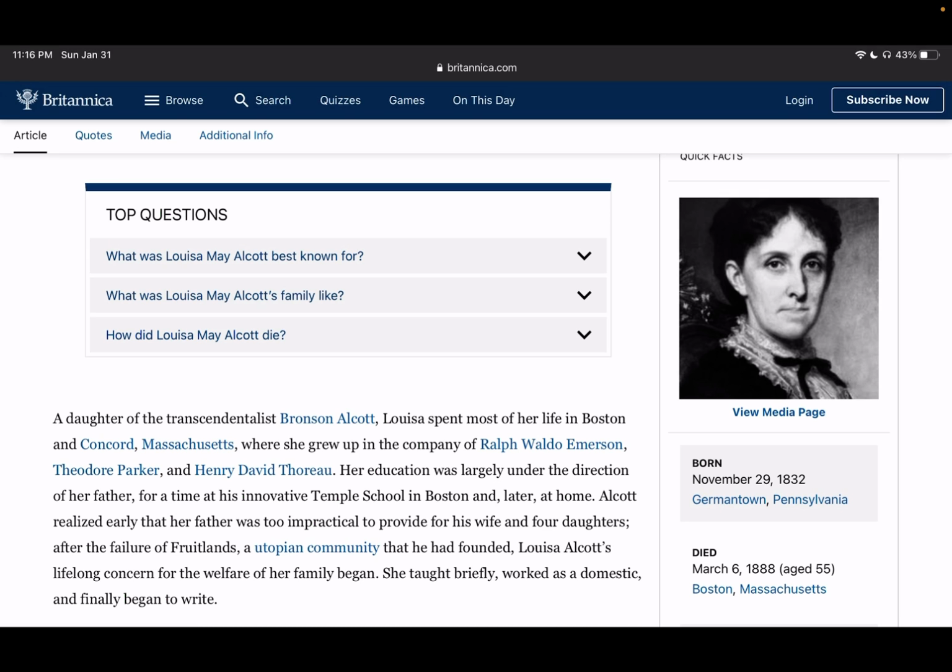Her education was largely under the direction of her father, for a time at his innovative Temple School in Boston, and later at home. Alcott realized early that her father was too impractical to provide for the family after trying to found a utopian community, and Louisa Alcott's lifelong concern for the welfare of her family began early. She taught briefly, worked as a domestic, and finally began to write. So she was not from a wealthy family, and she was always concerned about the welfare of her family.